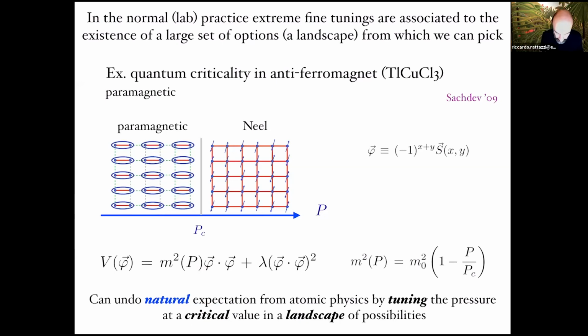Okay, so tuning. The existence of this cancellation between contributions that have the same properties under symmetry transformation seems to occur, in our experience, always when, understandably, we have multiple possibilities, like the example I'm presenting here. So we can say that we can undo the natural expectation from atomic physics by tuning the pressure at a critical value, P equal PC, in a landscape of possibilities. That's an example of a situation where you undo the natural expectation, and this we call a fine-tuned situation.